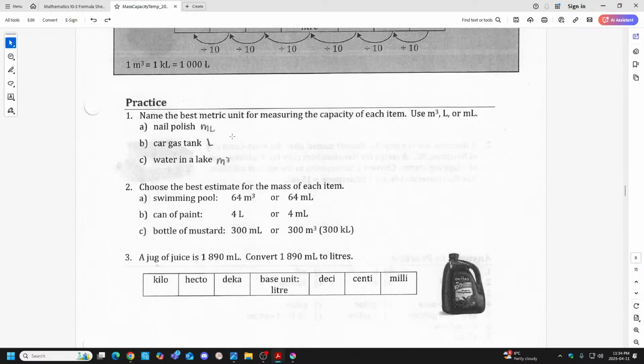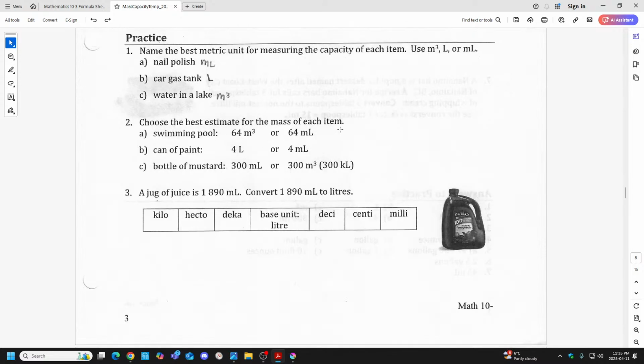Okay, here we go. Name the best unit. It's kind of the same thing we've been doing all the time. We have meters cubed, liters, or milliliters. It's already answered. Of course, you would calculate the volume of water of a lake in meters cubed, which makes sense, right? Filling up your tank is in liters if you're talking about the metric system, and nail polish is in milliliters. Choose the best unit. Swimming pool, right? Again, same thing. Meters cubed, right?